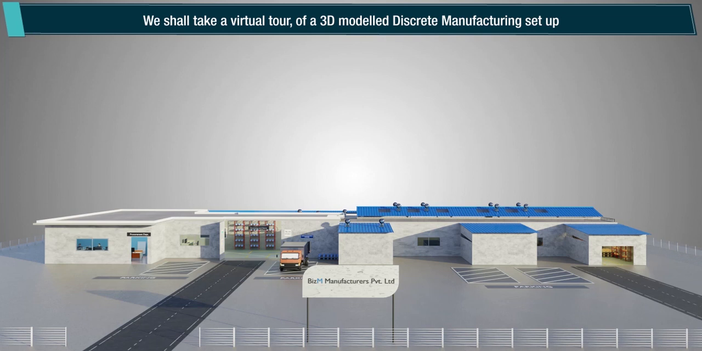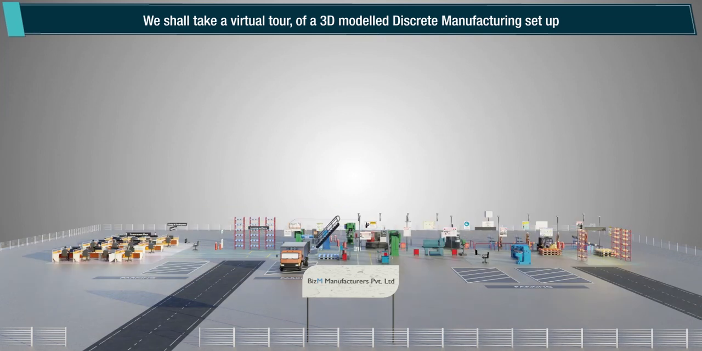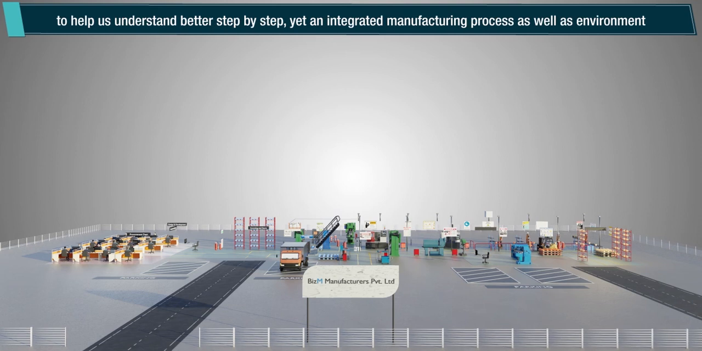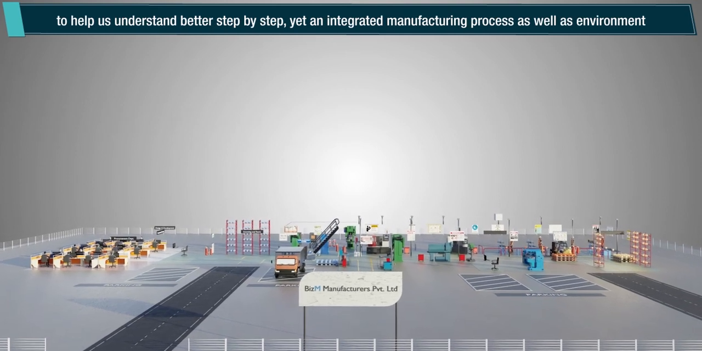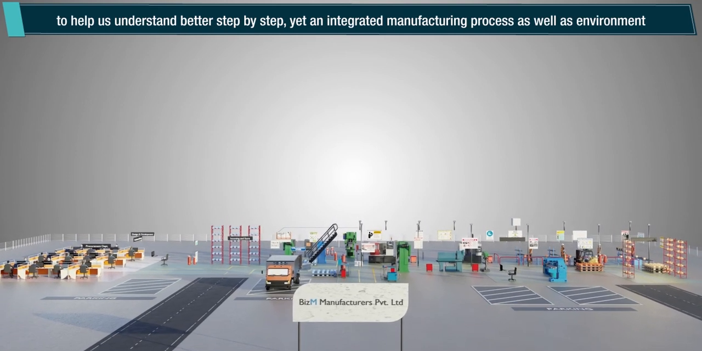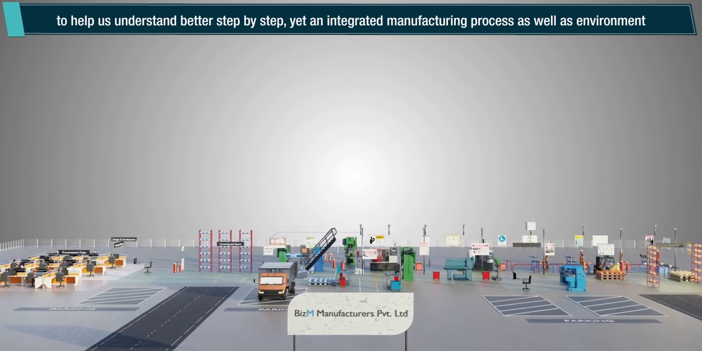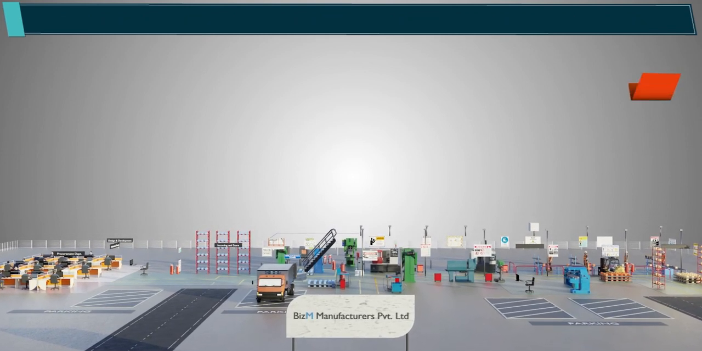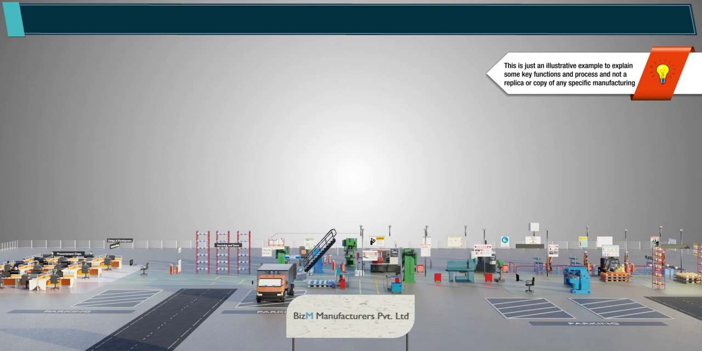We shall take a virtual tour of a 3D modeled discrete manufacturing setup to help us understand better a step by step, yet integrated manufacturing process as well as environment. Note: this is just an illustrative example to explain some key functions and processes, and not a replica or copy of any specific manufacturing setup with limited equipment, machines, and functions.